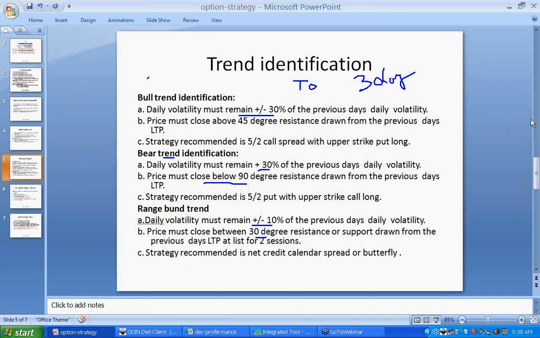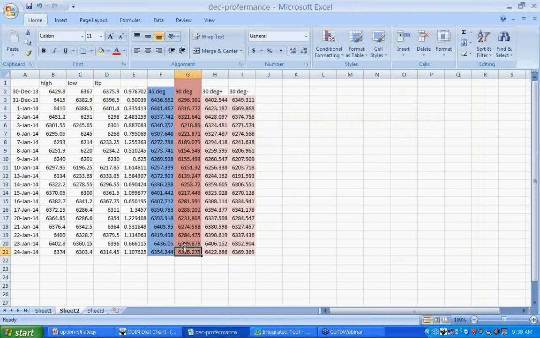I will give you one example also. Here I have taken the Nifty future expiry of 26th February. This is the 45-degree, 90-degree, plus 30, minus 30 degree, and this is the daily volatility.